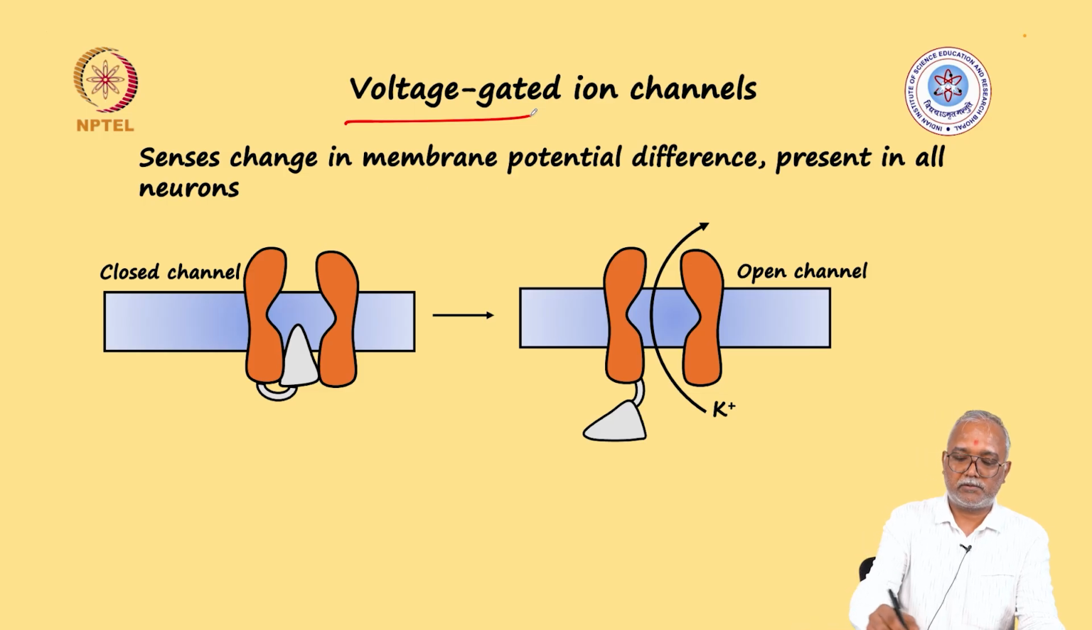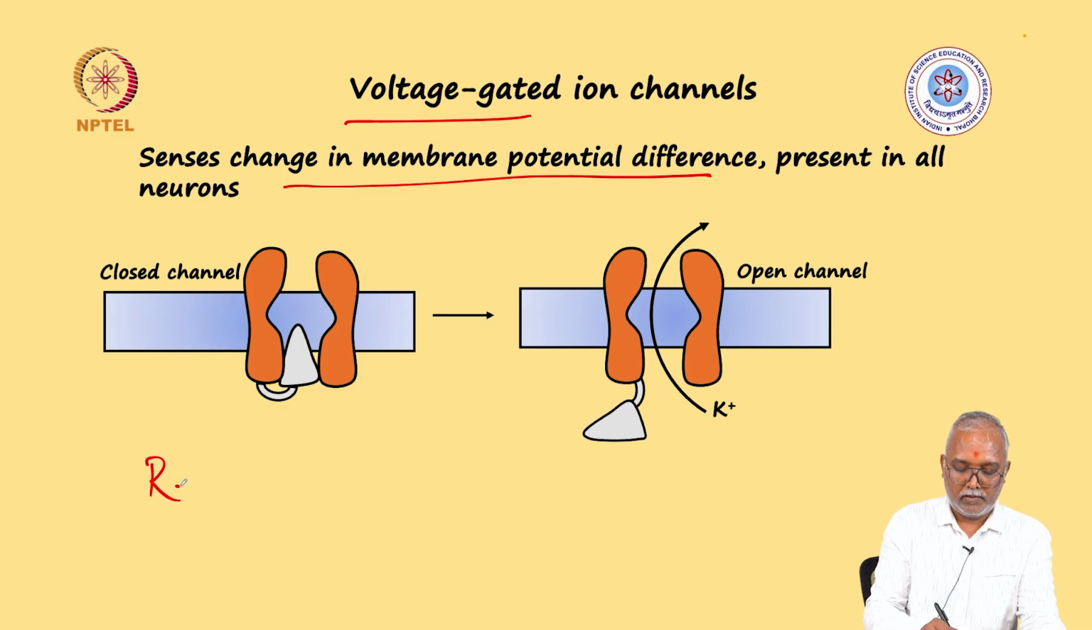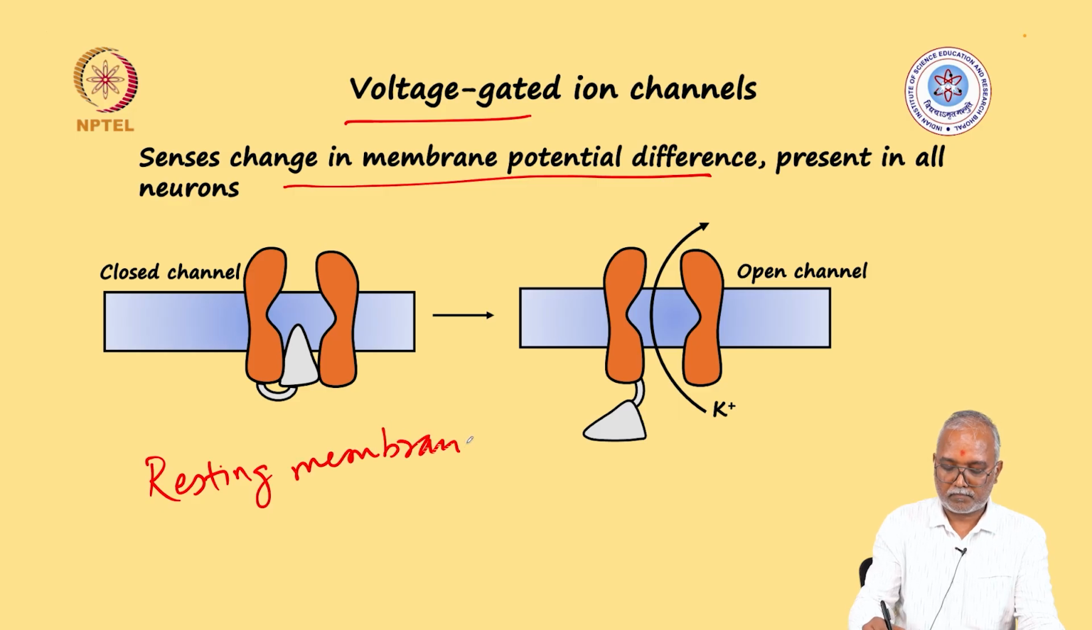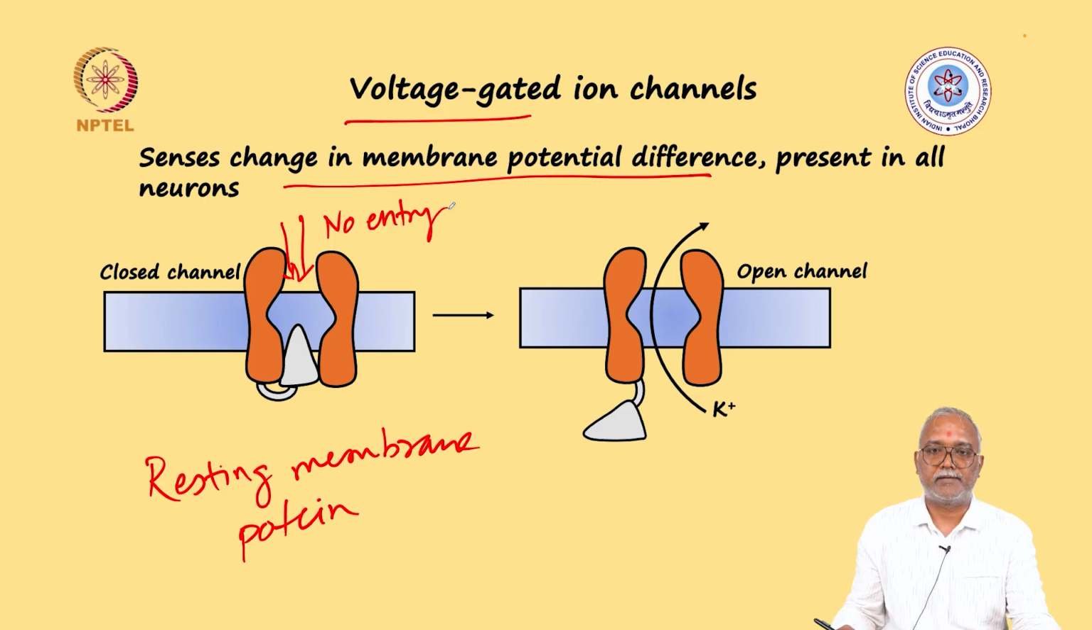So such channels sense the membrane potential difference and accordingly they work. They are present in all neurons. Normally, when you have a resting membrane potential condition, they have a unique provision where an extension of the channel blocks the entry of things, no entry. And whenever we say blocks the entry of certain molecules, we are talking about the ions.